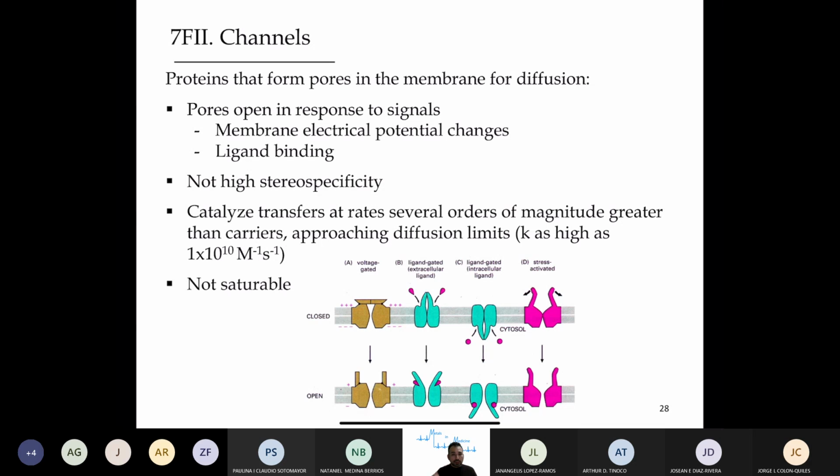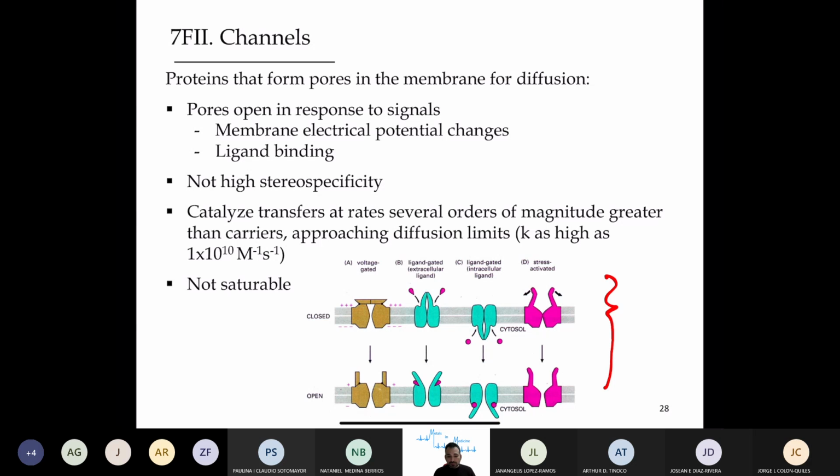All right, so now going into the categorization of the transporters into channels and carriers. Channels are proteins that form pores in the membrane for diffusion. Here we have a representation of possible pores that can exist. Pores open in response to signals. This can be a membrane electrical potential change, or a signal could be a receptor for a given ligand, and when that ligand binds to the receptor, that sends a signal for the pore to open up and facilitate movement.